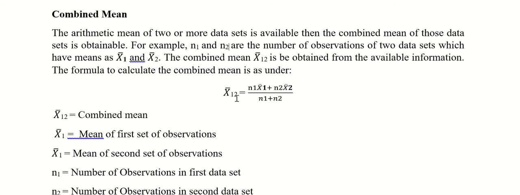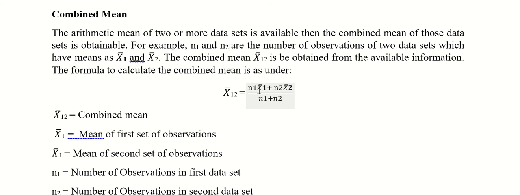So the formula for combined mean is x bar 12. For example, if we have 3 data sets, we will write 1 2 3. If we have 4 data sets, we will write 1 2 3 4. So no matter how many data sets you have, you can apply as many as you want. Here I'm mentioning just two, but you can increase depending upon the number of data sets.